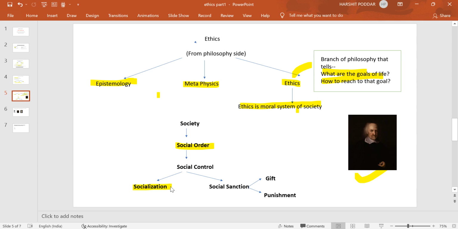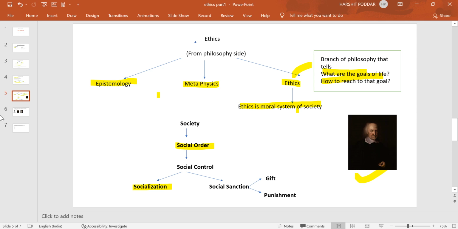Okay, now the society has various ways to put those values inside the child. Society has the power of gifts and punishment. If society finds a value good, and the child is following that value, society provides the child a gift. And if the child goes against that value, society punishes that child. Therefore, society imbibes that value inside the child by the virtue of gifts and punishment.